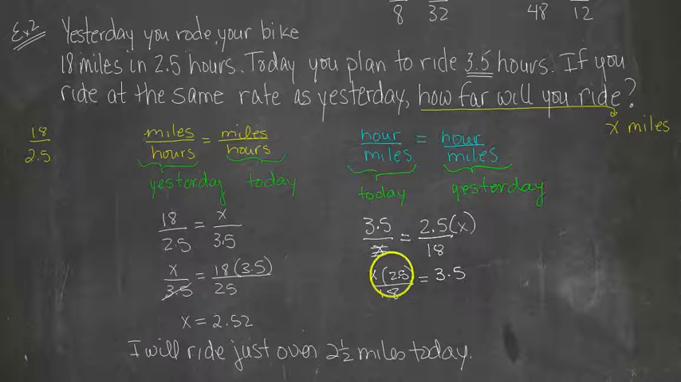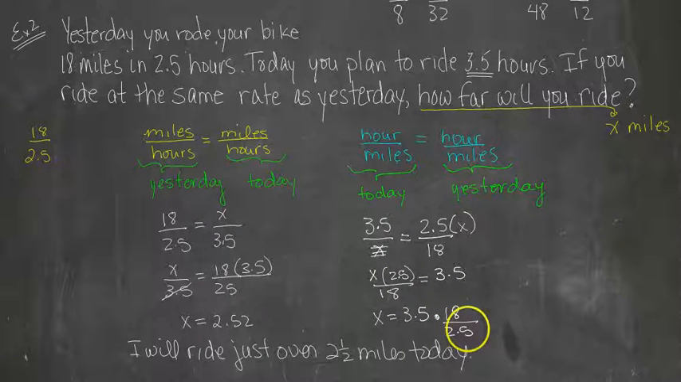Okay, then all I have is x times a fraction, so I'm going to say x equals 3.5 times the reciprocal of this fraction. So 18 would be in the numerator, 2.5 would be in the denominator, and look what I have. I should have exactly the same thing. 3.5 times 18 in the numerator, and this would be just like that, multiply across, and 25 in the denominator. So I get the exact same answer, 2.52.